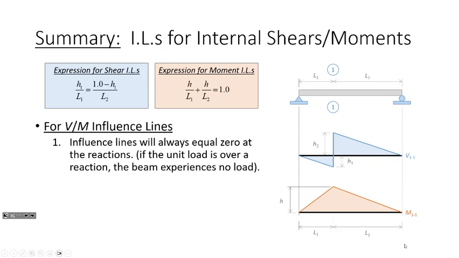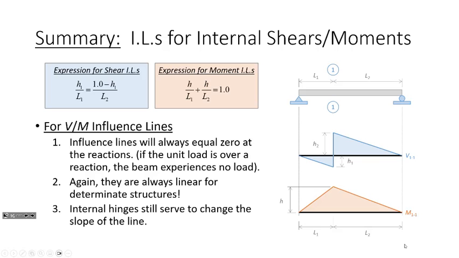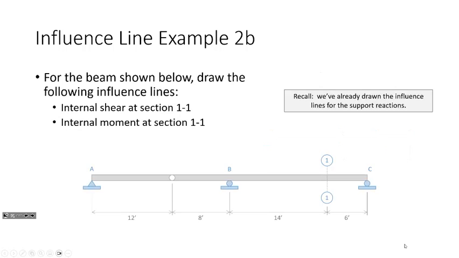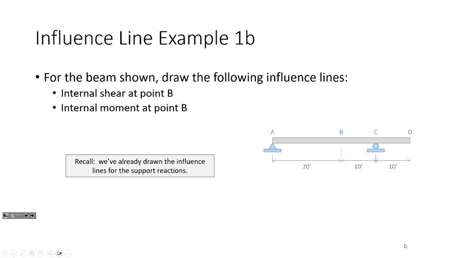If this is a table and I'm sitting right on the table leg, the table isn't seeing anything. It's just going directly to the support. So whenever you draw either a shear influence line or a moment influence line, here the value is 0. Here the value is 0. Here the value is 0. Here the value is 0, at the supports. Second, for determinate structures, influence lines are lines. And third, just like last time, if you ever have an internal hinge, it will change the direction of the shear or moment influence line. Sound good? So we're going to go back to those same 2 problems that we did last time, and now we're going to draw influence lines for the shears and moments.